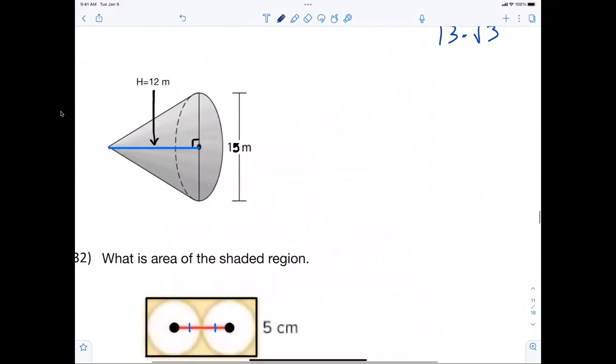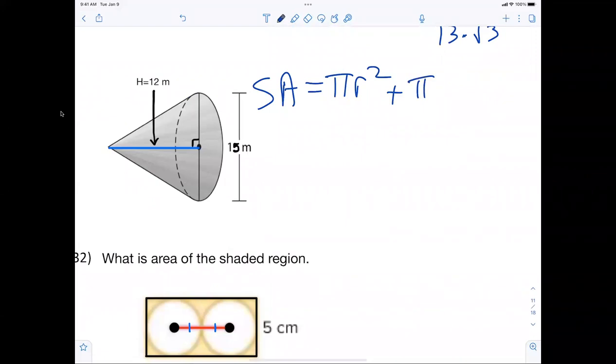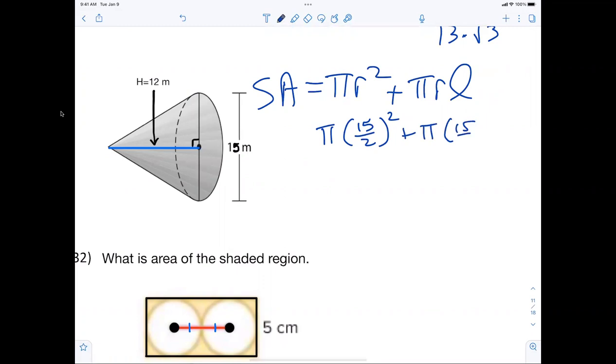Surface area of a cone, practice. Surface area of a cone is what? Surface area is equal to, how many bases are there? 1. So we're saying the base is a what? So it's pi r squared plus 1/2 perimeter times slant height, which is the same as pi r l. What's the radius? 7.5, or we can call it 15/2 squared, plus pi times 15/2 times the slant. Uh-oh.